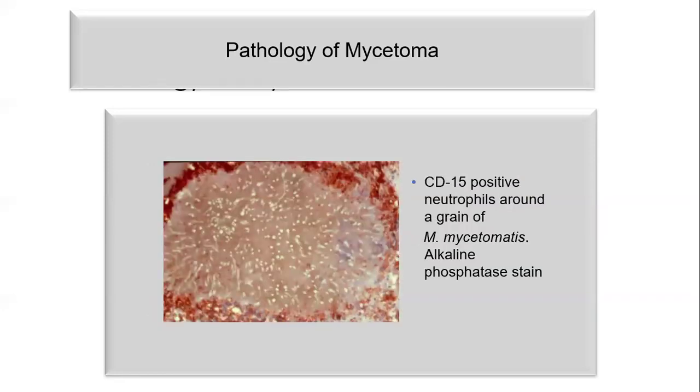The good thing is that neutrophils can be easily seen or picked out because they are multi-lobed, by the routine H&E stain. But you can do a type of immunohistochemical stain. It is known that neutrophils are CD15 positive. And so here, the neutrophils are giving this brownish color, okay? So this means that they are CD15 positive, which will even make sure that these are neutrophils and not anything else, okay? So CD15 positive neutrophils. And like I said, the brown color is the positivity surrounding a grain of M. mycetomatis.